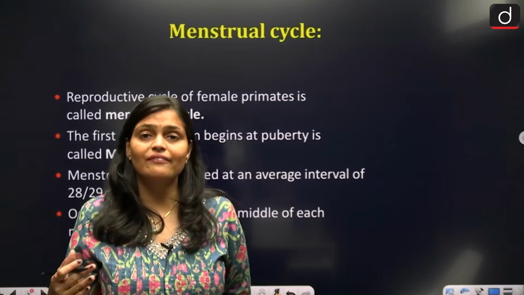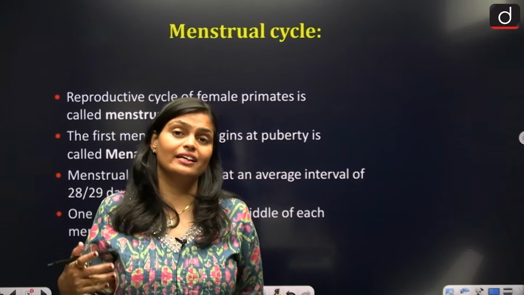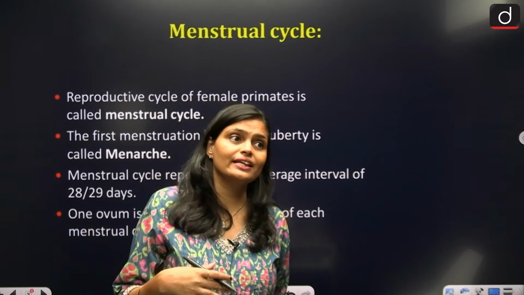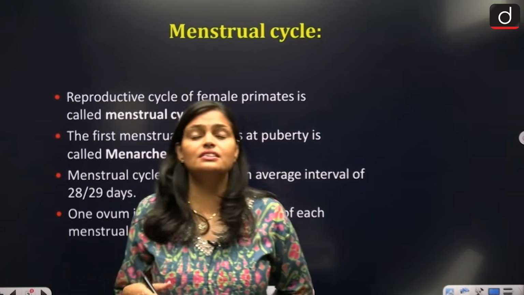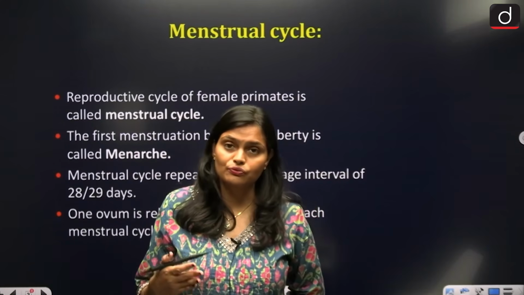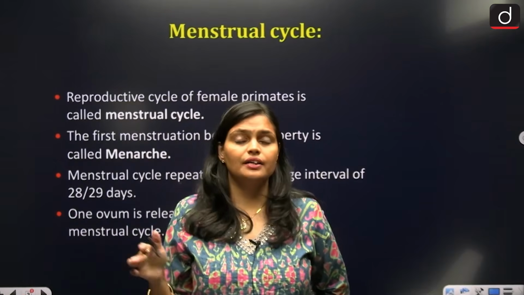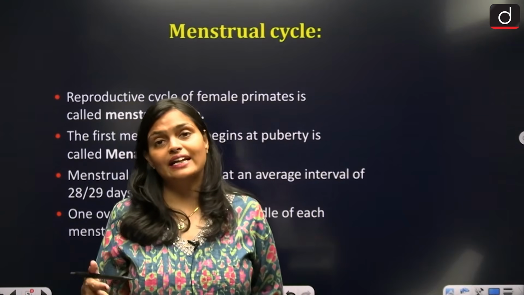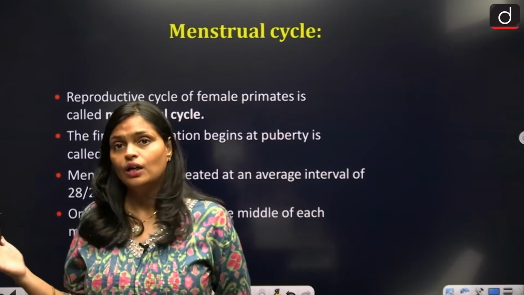The remaining division is started when the female matures, when the female attains puberty, or you can say when the menstrual cycle begins, then the next division starts. Then the diakinesis, prophase 1, metaphase 1 and all are completed, and ultimately you will get the secondary oocyte. The primary oocyte is converted into a secondary oocyte.